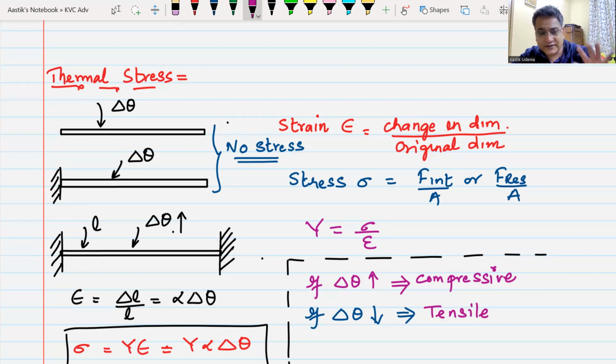Have you understood what we discussed in today's class? Thermal stress, I have two or three more examples which we'll do. Don't have time to do it, so we'll do it in the next class.